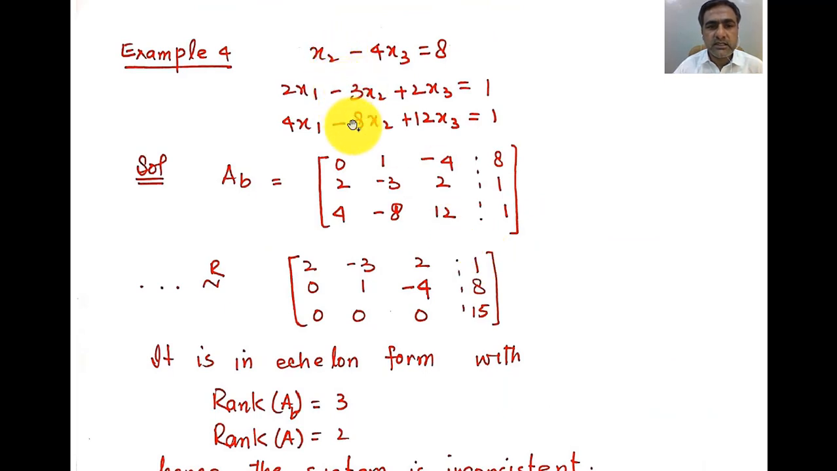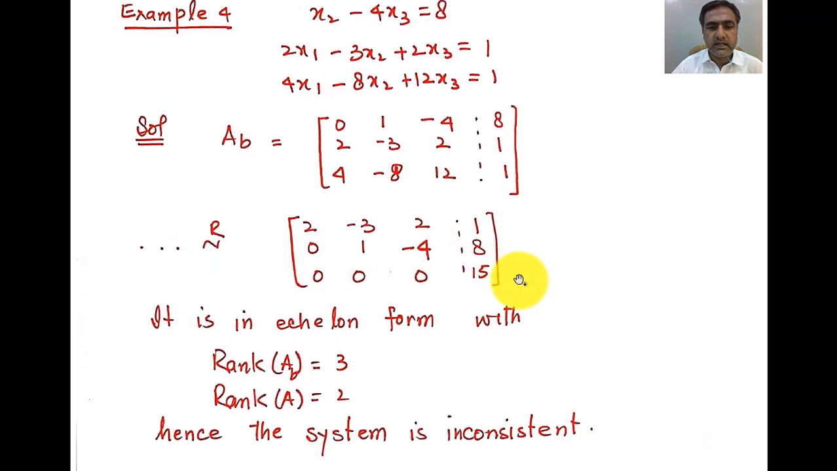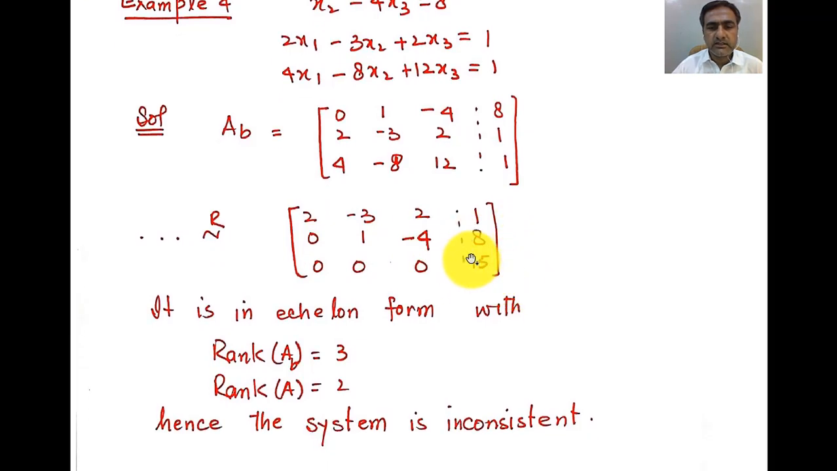I consider another example where I have inconsistency. Once again, I have 3 planes in space. I take its augmented matrix and reduce it into an echelon form matrix. I can note here that rank of AB is 3, but if I omit this portion, rank of A is 2. Hence rank of AB is greater than rank of A, and the system is inconsistent. This can be seen from this last equation, that 0 equal to 15 is nowhere possible.